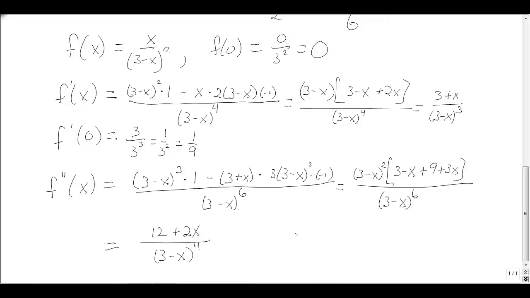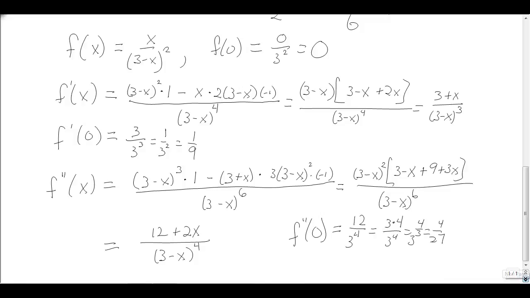For my Taylor polynomial, I need to evaluate that at 0. So when I do that at 0, I get 12 over, so I put in a 3 to the 4th. And what I'm going to get, 12 is 3 times 4 over 3 to the 4th. So that's going to be 4 over 3 cubed. That's 4/27. So I get my Taylor polynomial coefficient of 4/27.